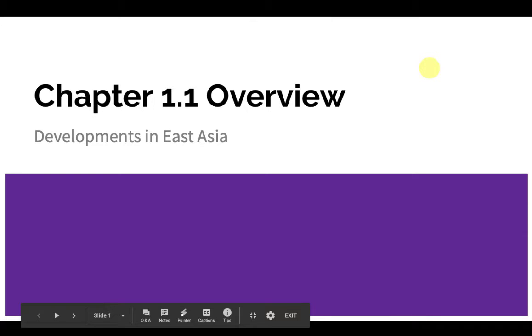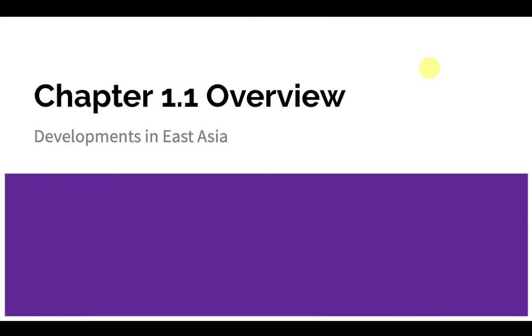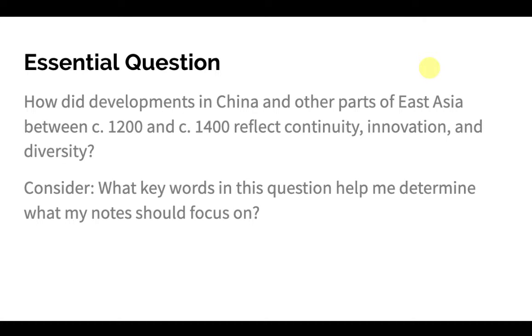Welcome to the Chapter 1.1 overview. Today we're looking at developments in East Asia about 1200 to 1400. Here's our essential question. How do developments in China and other parts of East Asia between 1200 and 1400 reflect continuity, innovation, and diversity? So what we need to look at is the key words in the question that are helping us determine what we should focus our notes on.